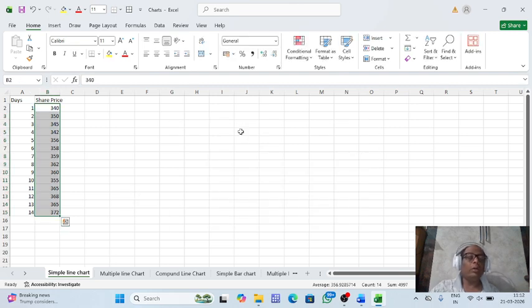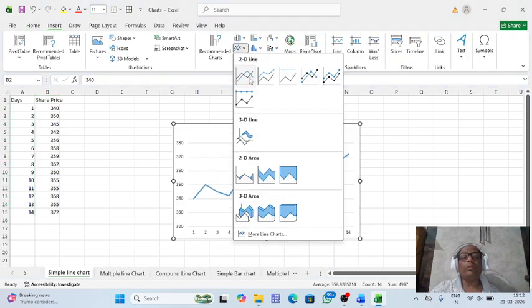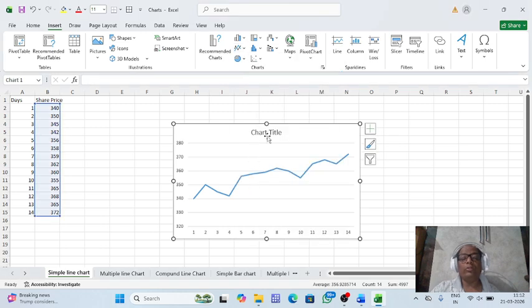Remember that days have been given and closing share price has been given. So click the closing share prices and go to Insert, and then click on this, and you'll get the chart. For the chart title you can write line chart of share prices. You can see that on day one it was 340, subsequently it went up to 350, then slightly went down to 345, 342. Then again it has gone up, and like this.